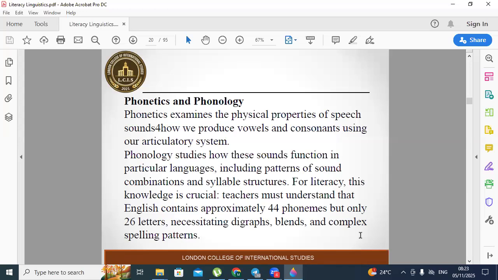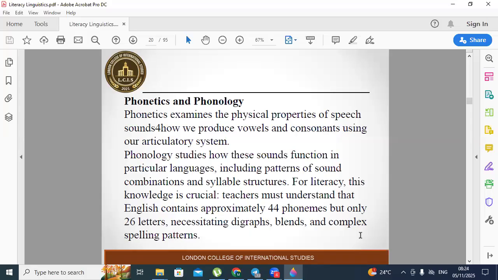Phonology, by contrast, studies how these sounds function in particular languages, including patterns of sound combinations and syllable structures. Different languages use different sounds and have different rules about how sounds can combine. For literacy, this knowledge is absolutely crucial. Teachers must understand that English contains approximately 44 phonemes, individual speech sounds, but only 26 letters.